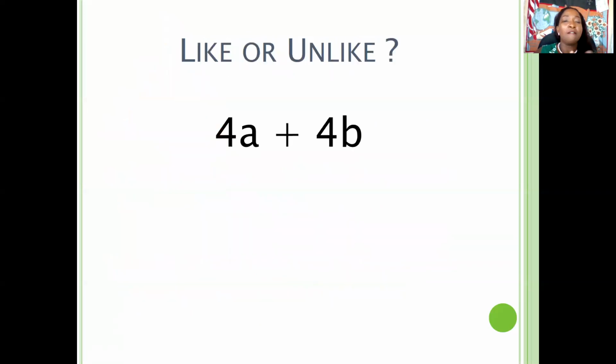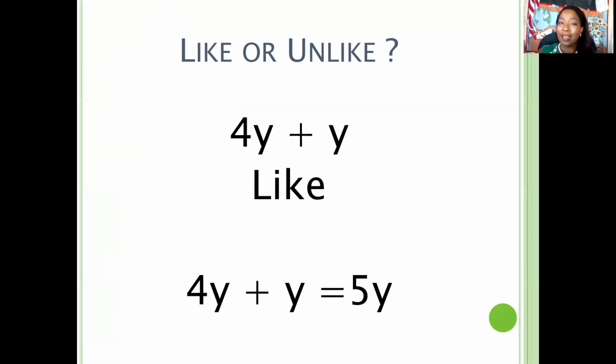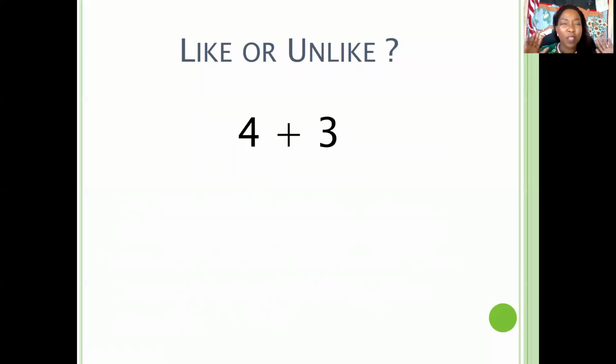Let's see. 4a plus 4b, like or unlike? Unlike. Apples and bananas. Like or unlike? 4y plus 1y. Like. And we can simplify that. 4y plus 1y equals 5y. I hope this is feeling extremely easy for you.